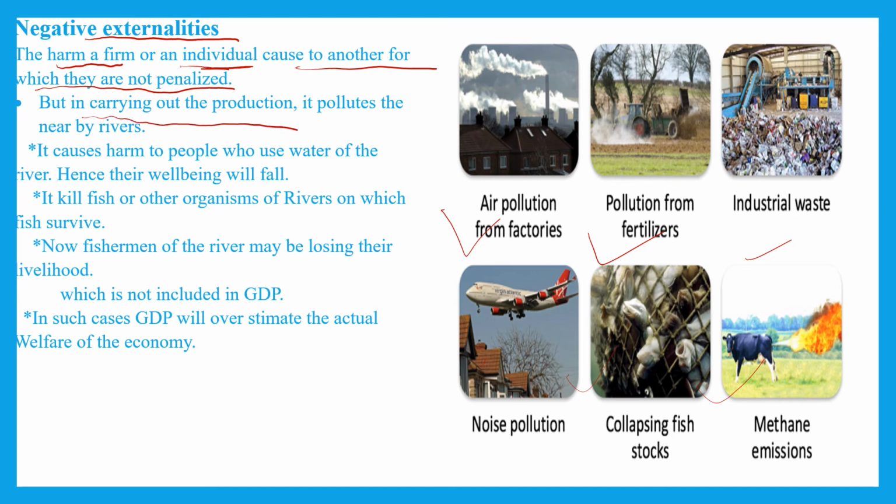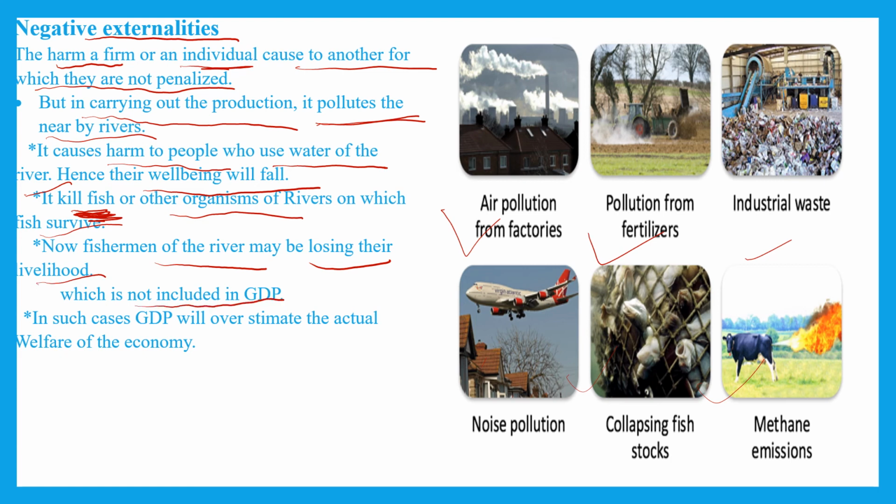In carrying out the production, it pollutes. We took the example of the oil refinery. When it is undertaking its production activity, it is going to pollute the nearby rivers. And as the river is polluted, it causes harm to people who use the water of the river, and hence their well-being will fall. When people become sick, can you say they are very good? No. And at the same time, the polluted water will kill fish and other organisms of the river. Now, fishermen of the river may be losing their livelihood, which is not included in GDP.